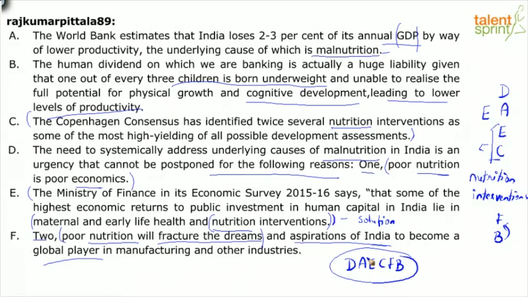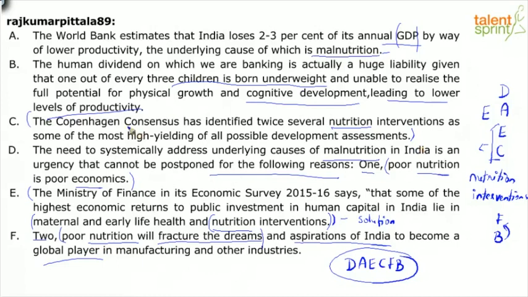B again gives me reasons. The human dividend on which we are banking is actually a huge liability, given that 1 out of every 3 children is born underweight and unable to realize the full potential. So here it's again talking about the result or the outcome of something, which means there has to be a preceding statement explaining that.